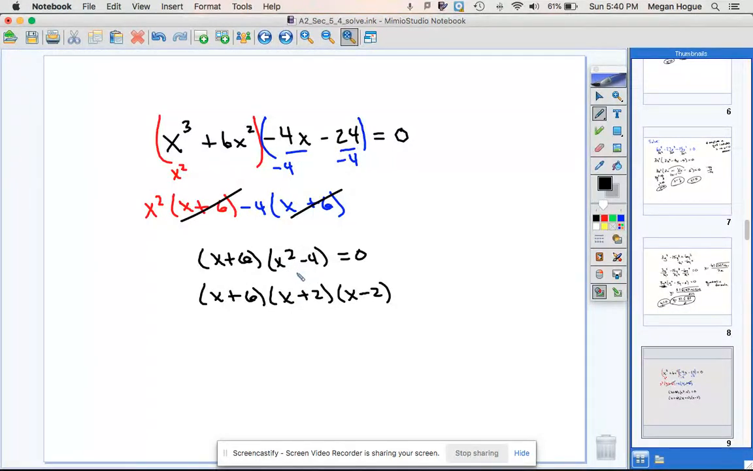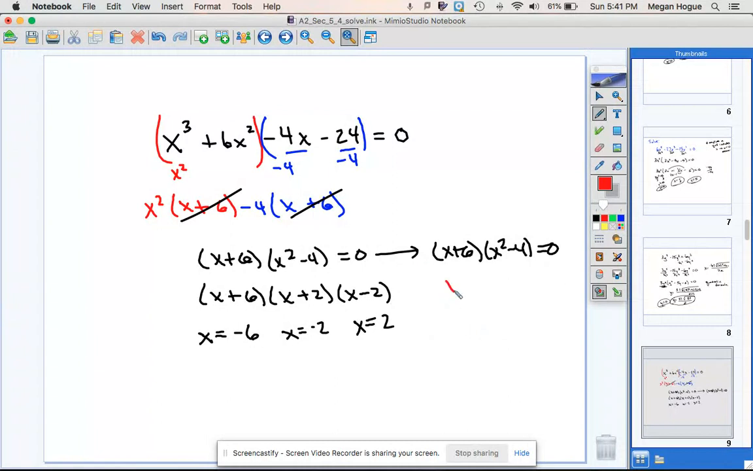What would my other method be? Oh, I could use the quadratic formula. That'd take a long time. I could also use the square root method there. Well, I already factored, so I just went ahead and said x is negative 6, x is negative 2, x is positive 2.